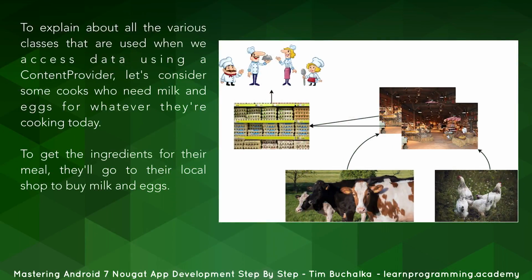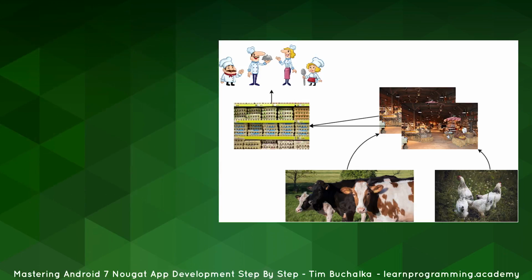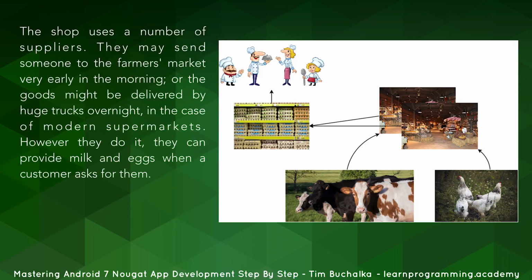So to explain the various classes that are used when we access data using a content provider, let's consider some cooks who need milk and eggs for whatever they're going to be cooking today. Now to get their ingredients for their meal, they're going to go to their local shop to buy milk and eggs. Now the shop uses a number of suppliers. They may send someone to the farmer's market very early in the morning, or the goods might be delivered by huge trucks overnight in the case of modern supermarkets. But however they do it, they can provide milk and eggs when a customer asks for them.